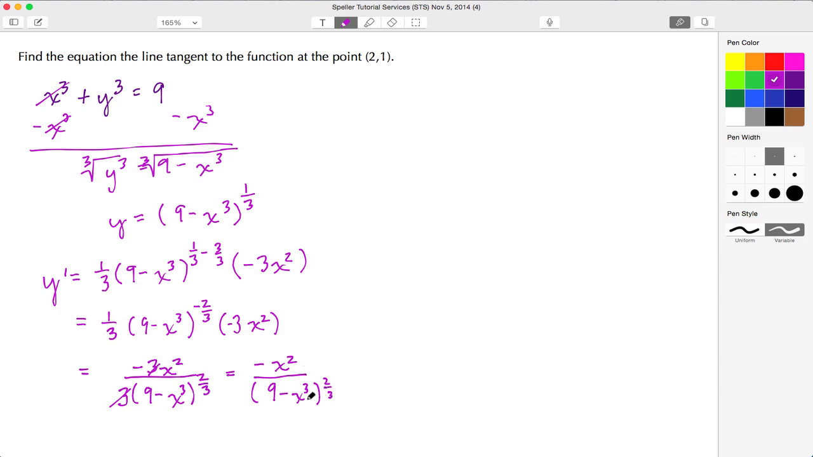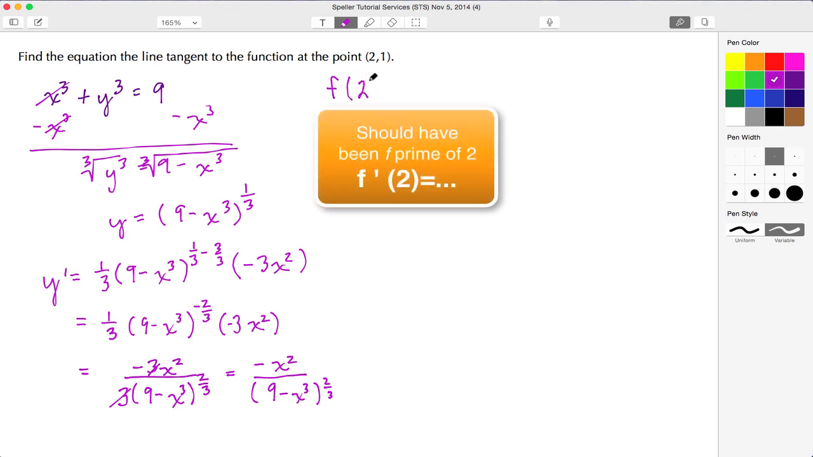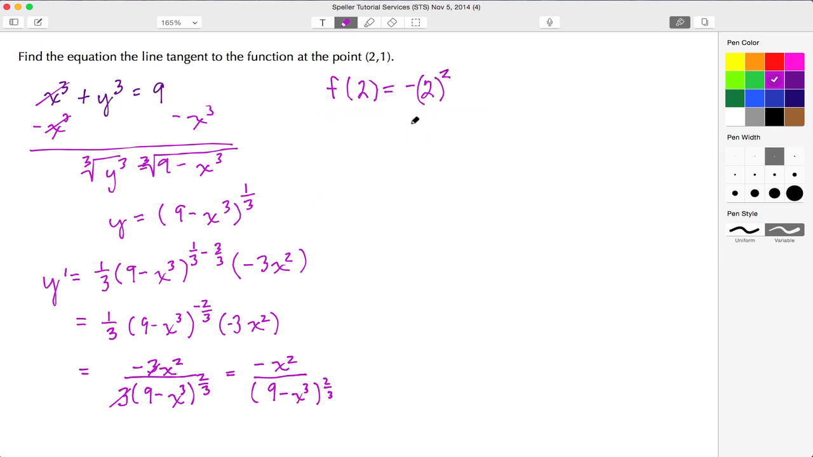Now at this point I want to substitute in my x value of 2 so that I can find out what the numeric value is for the derivative. This here is just my expression for the derivative. I'm going to change my notation a bit and go to my f prime of x notation. Here I'm going to put in f prime of 2. So everywhere there's an x, I'm going to replace that with a 2. So I have negative 2 to the second power over 9 minus 2 to the third, and I'm going to raise that to the 2/3 power.